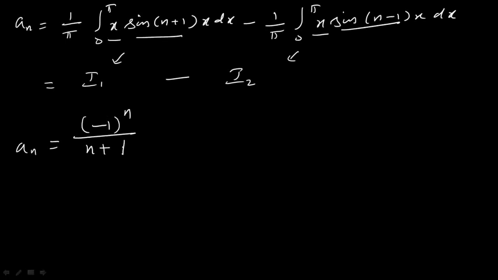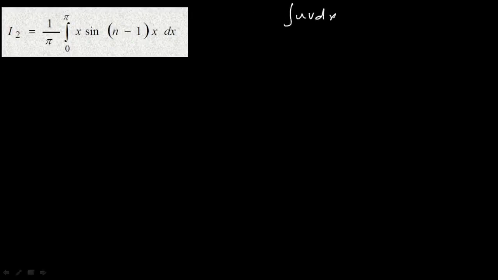Next we calculate the value of I2. This second integral is my I2, wasn't it? For calculating I2, this second integral, we make use of the formula, integral uv dx is equal to u v1 minus u dash v2.